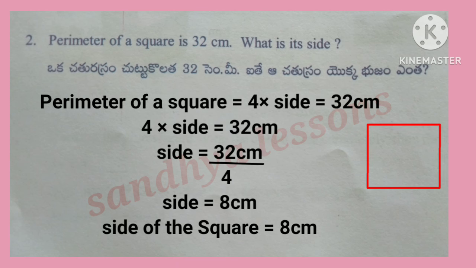Second problem. Perimeter of a square is 32 centimeters. What is its side? Solution. Perimeter of a square is equal to 4 into side, that is equal to 32 centimeters. That is, 4 into side is equal to 32 centimeters. Side is equal to 32 centimeters divided by 4. Side is equal to 8 centimeters. Therefore, side of the square is equal to 8 centimeters.